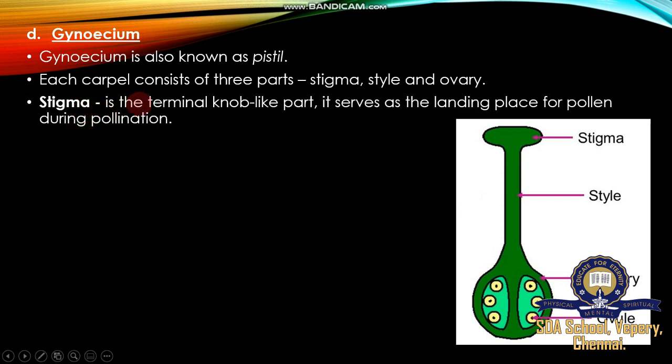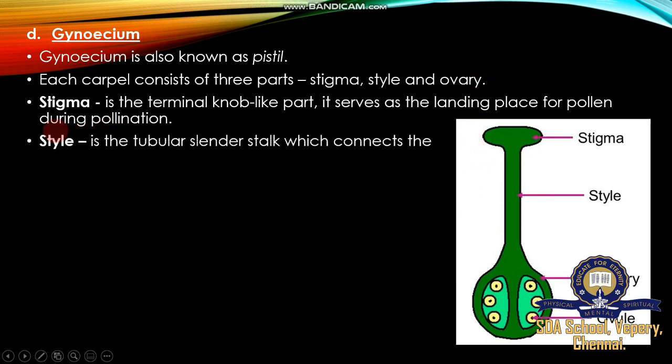Stigma is a terminal knob-like part. It serves as the landing place for pollen during pollination. So what is pollination? Transfer of pollen grains from anther to stigma, and these pollen grains get lodged or collected on the surface of the stigma. The stigma collects pollen grains and is therefore the landing place of pollen grains.